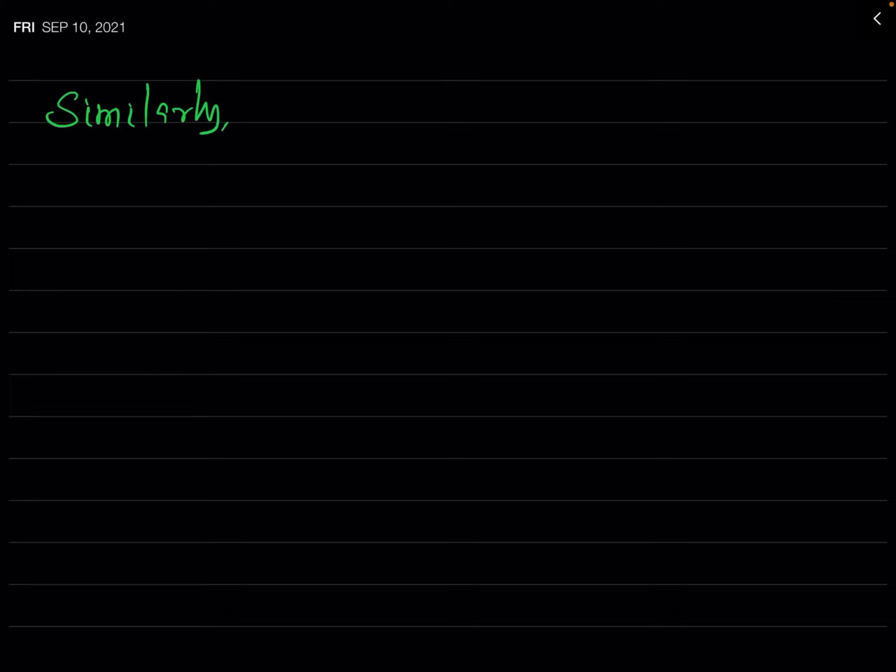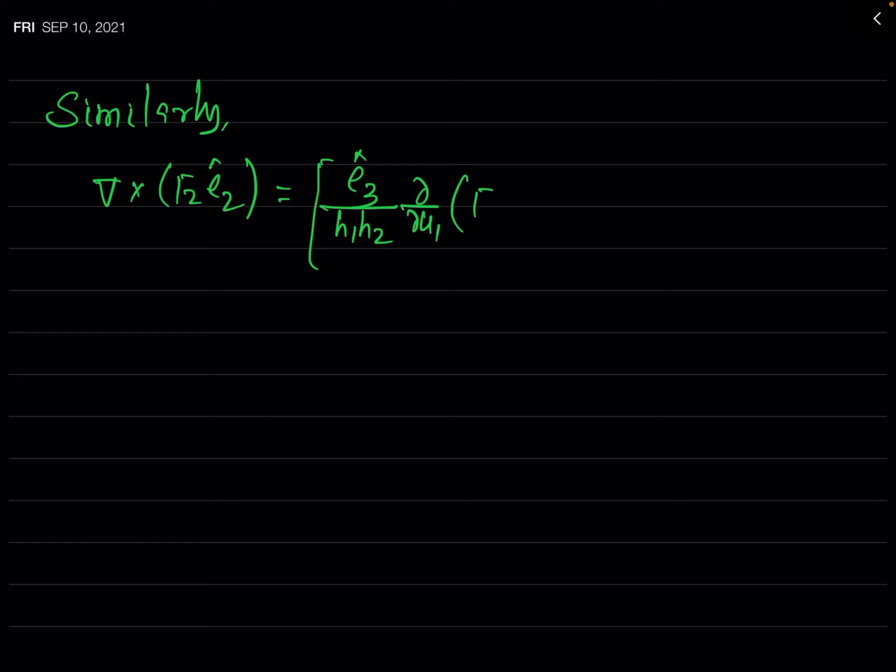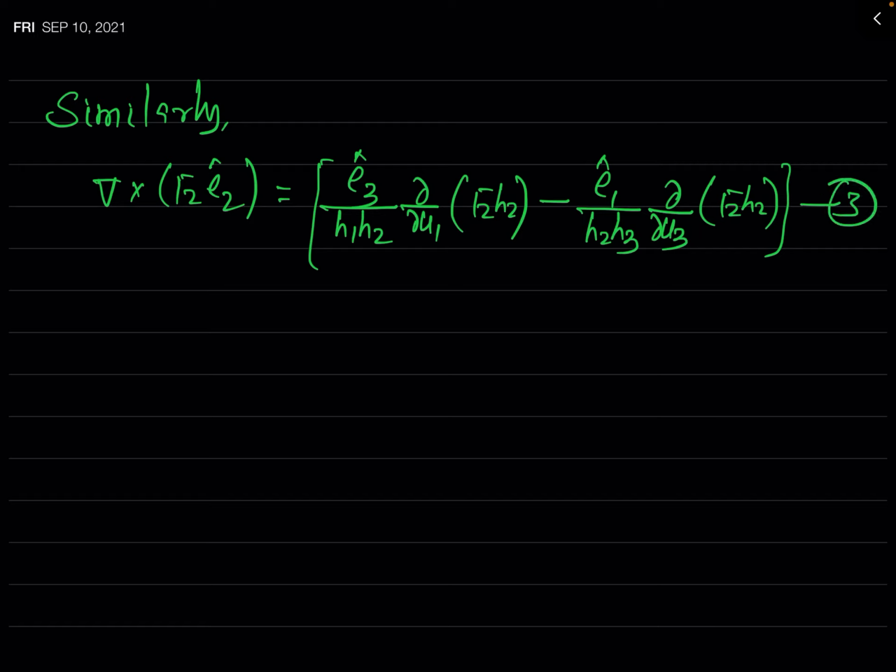Similarly, you can write del cross F2 E2 hat. This will be in fact E3 hat over H1 H2 del U1 F2 H2 and minus E1 hat over H2 H3 and del U3 F2 H2, and say this is equation 3.